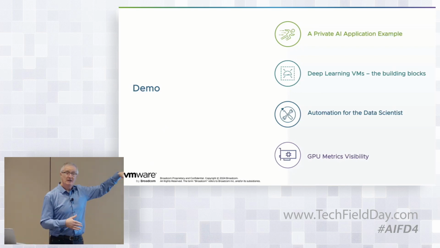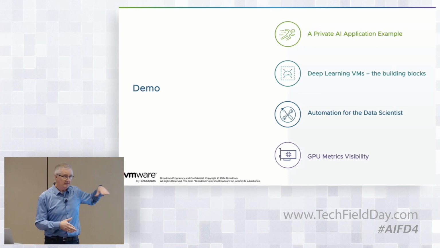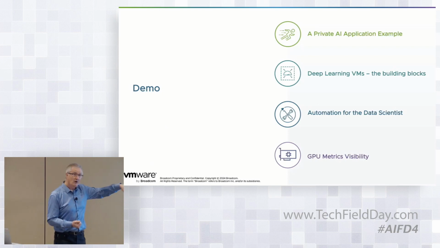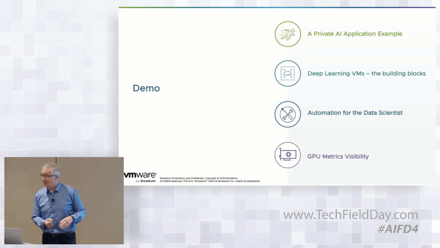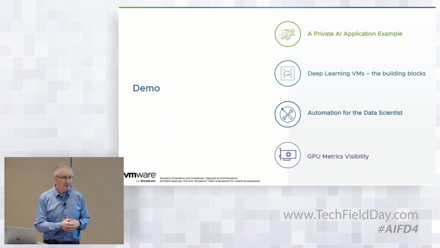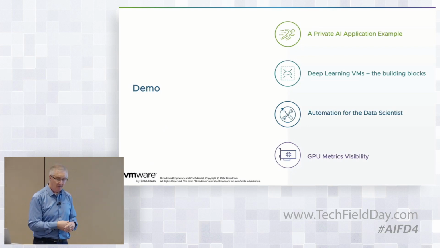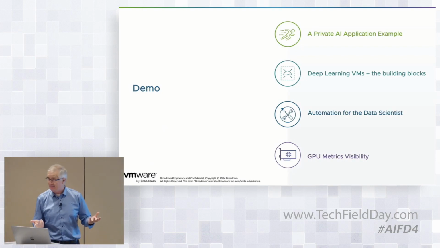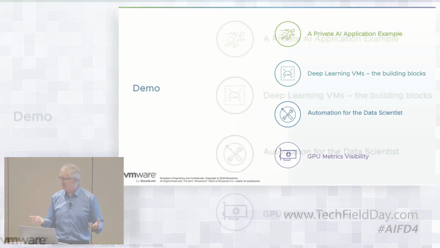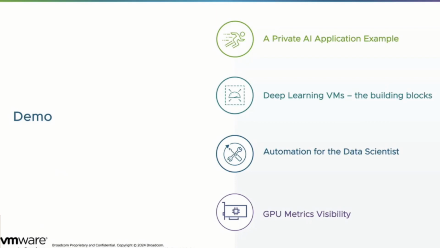Then we're going to see the building blocks that are sitting behind that, the virtual machines, deep learning virtual machines, which have toolkits in them to serve the needs of the data scientist. Then I'm going to automate the provisioning of those using the ARIA automation tool that we mentioned. And finally, we're going to look inside the GPU and see what's going on there. And these are recorded to try and keep me on time. I know you'll have questions, but I can pause them if I need to.